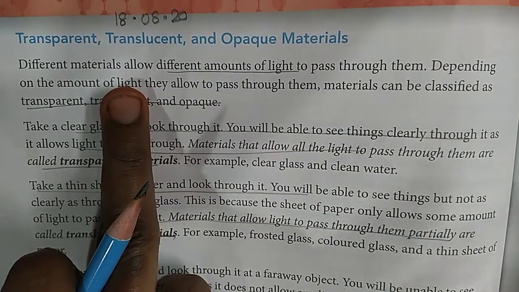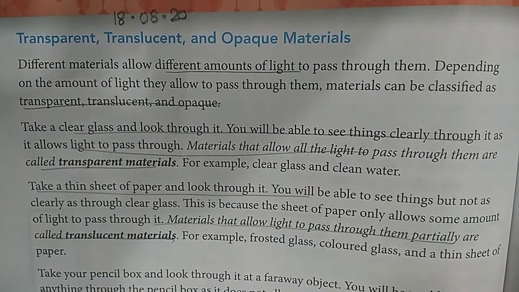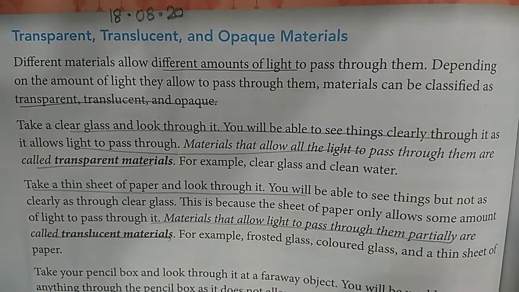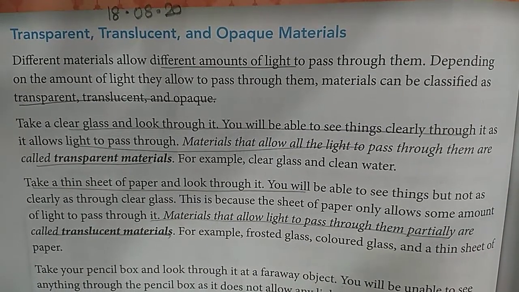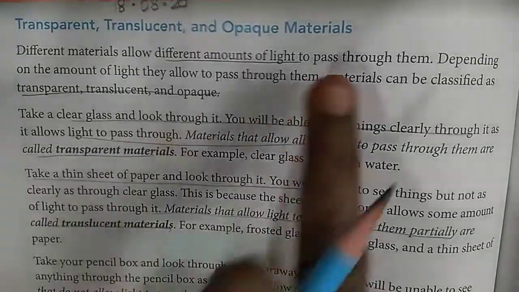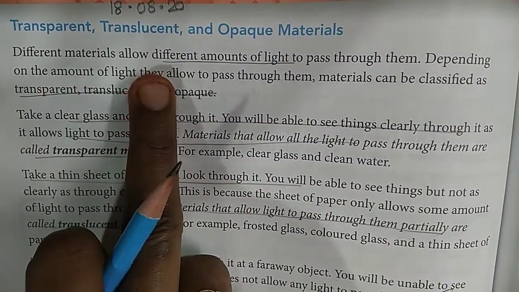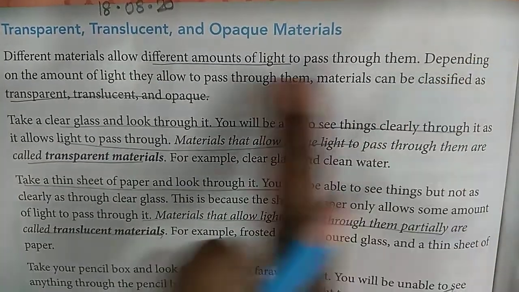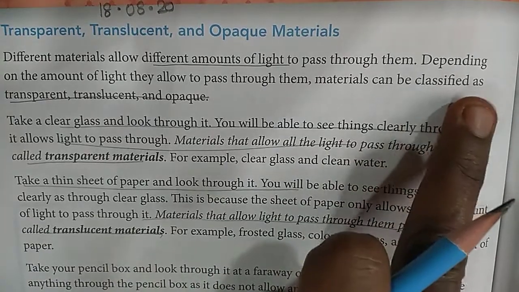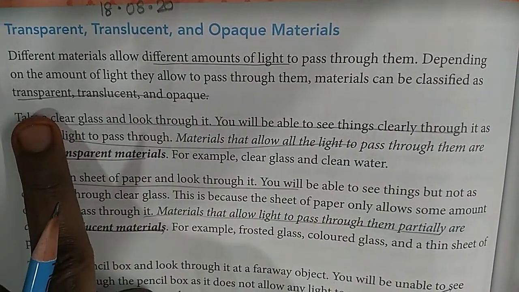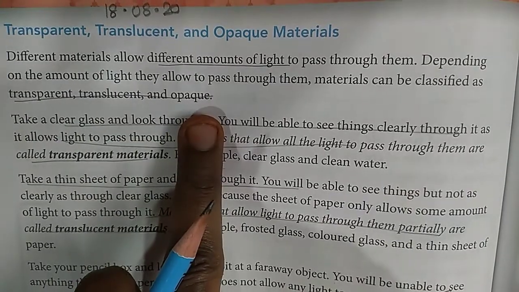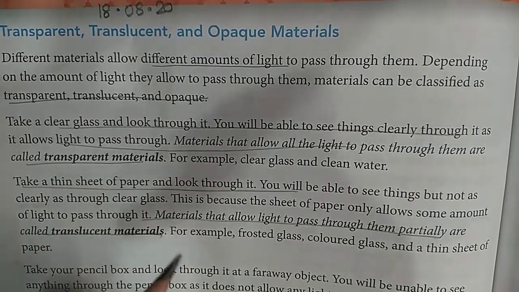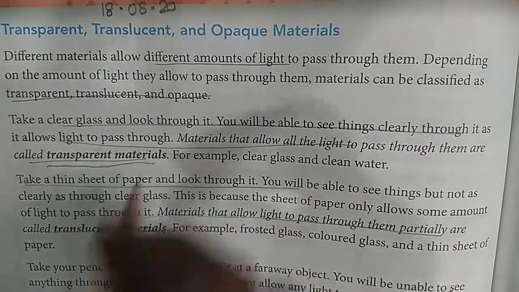So we are surrounded by different materials, like some are liquid, some are solid, and some are gases. So different materials allow different amounts of light to pass through them. Depending on this, the materials are classified into 3 types: transparent, translucent and opaque objects. So first, what do you mean by transparent material? Transparent material, what does it mean?